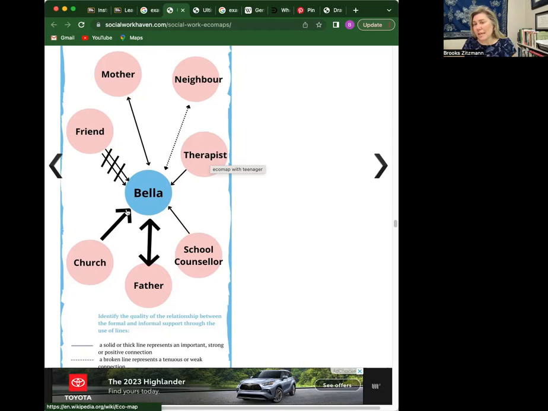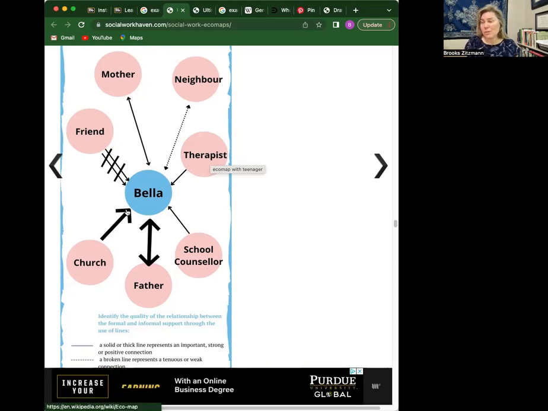The direction of the arrows tell me the primary direction that energy flows. So she is primarily receiving energy from church. She's primarily receiving energy from her school counselor and her therapist. And she's receiving energy from her friend over here.